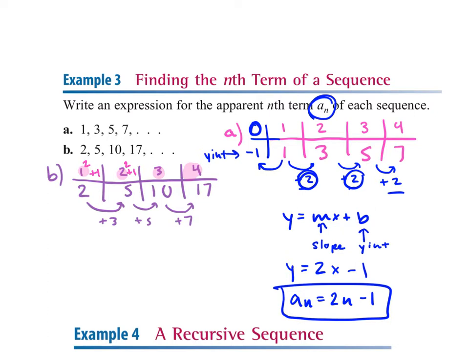And for 3, what's 3 squared? 9. And to get from 9 to 10? Add 1. And 4 squared? 16. And to get from 16 to 17? Add 1. So what do you think our equation here is? We have a sub n is equal to what? We took our term, squared it, so n squared plus 1. Yep, so this is our equation here.